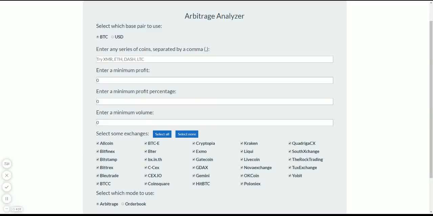Today I'll show you the features of Crypto Helper, a cryptocurrency arbitrage tool. Arbitrage is the act of taking advantage of different buying and selling prices between exchanges. If one exchange is selling for lower than the other one is buying for, there's a profit to be made.